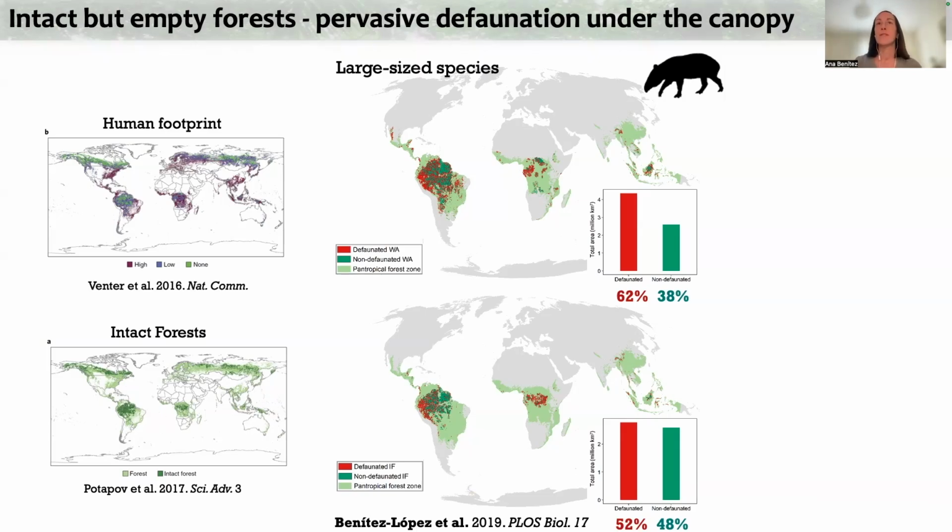And here on the right, what you see in red are areas that are supposed to be intact according to each of these two approaches, but according to our models, they could be defaunated, mostly for large-sized species. And this could be between 50 to 60% of the intact forest area. So this is where we came up with the concept of intact but empty forests. They are not really that intact. They could be empty because the animal communities are lost.